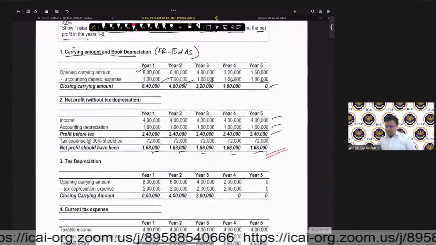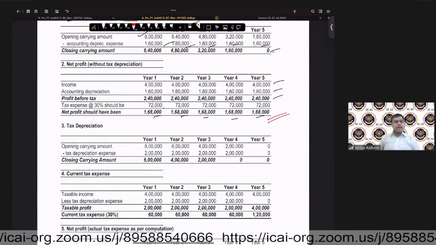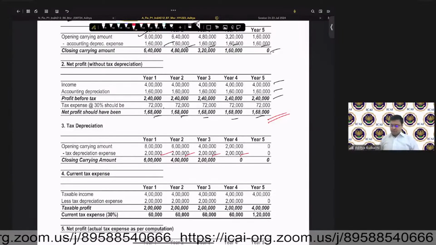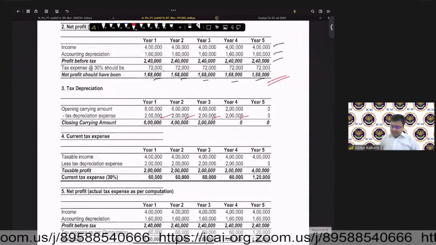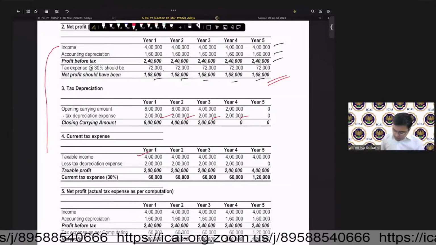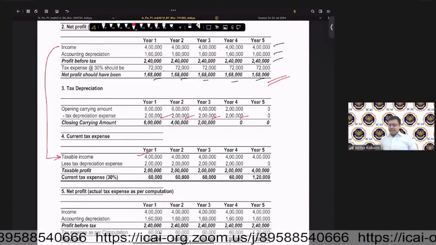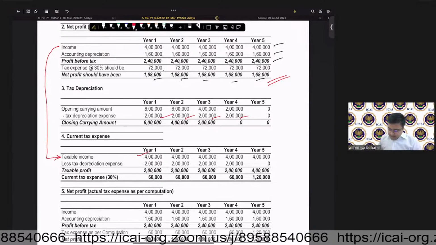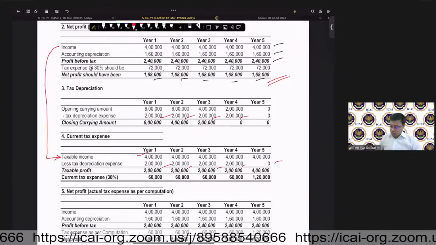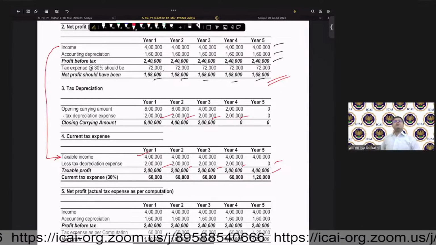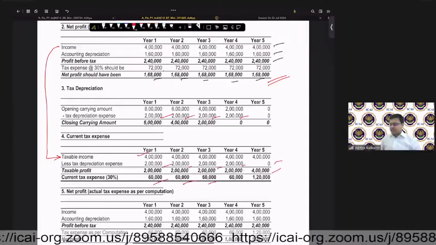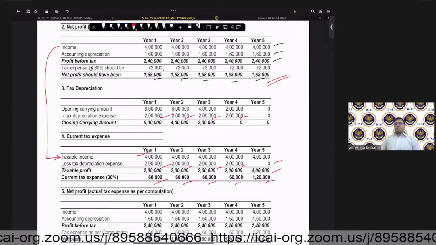Let us now look at the income tax. Income tax allows depreciation over 4 years, so 2 lakhs each year. So your current tax expense will be based on 4 lakh taxable income each year, less tax depreciation of 2 lakhs, and in year 5, 0. So 2 lakhs each in the first four years, and in year 5, 4 lakhs. So current tax expense will be 60, 60, 60, 60 and 1,20,000.